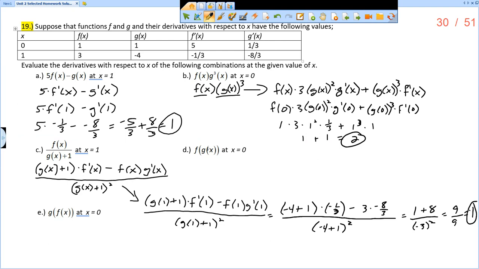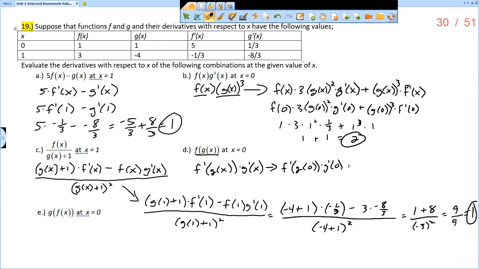All right, so D says f of g of x at x equals 0. Remember this is a composition of functions, f of g, so now we need to use the chain rule. The chain rule says f prime of g of x times the derivative of g, which is g prime of x. We want to evaluate at 0, so f prime of g of 0 times g prime of 0.